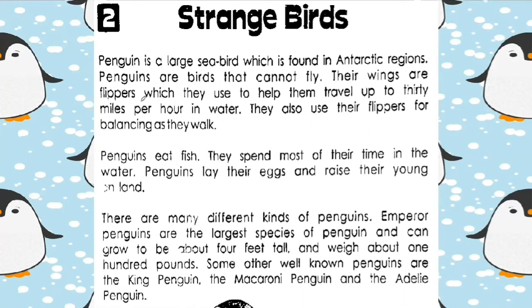Their wings are flippers, which they use to help them travel up to 30 miles per hour in water. Okay. Their wings are flippers. They have wings, but their wings are flippers, which they use to help them travel up to 30 miles per hour in water. It means that flippers help them to swim, and they also use their flippers for balancing as they walk. Okay, their flippers not just help them to swim, but they also use their flippers for balancing as they walk.